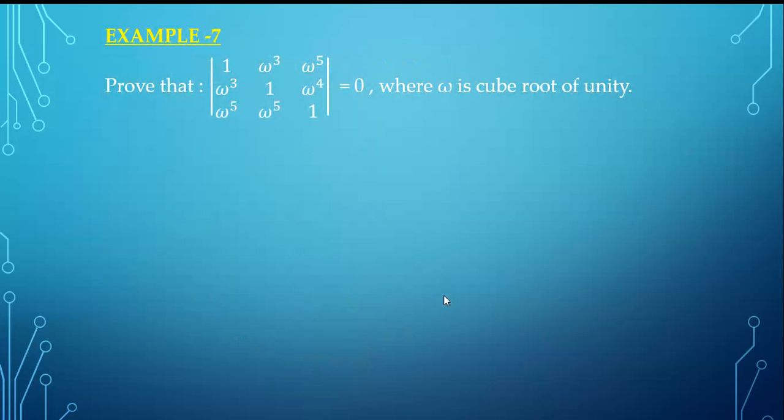Okay, so now let's take another example. Here we have the determinant |1 ω³ ω⁵; ω³ 1 ω⁴; ω⁵ ω⁴ 1| equal to 0, where ω is a cube root of unity. You know the property of the cube root of unity: ω³ equals 1. It means that ω cube is equal to 1.